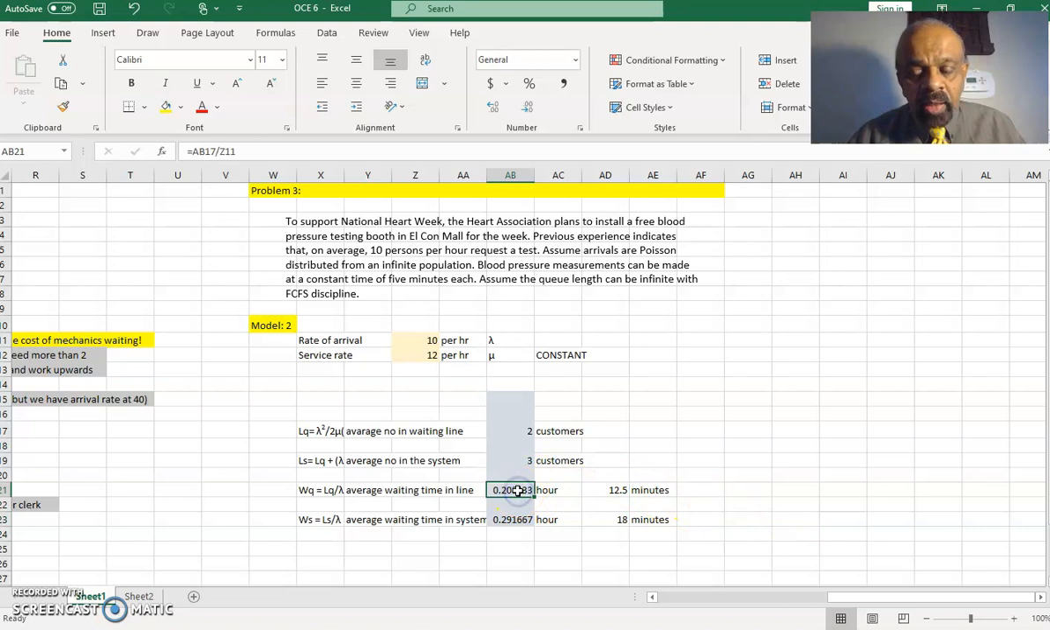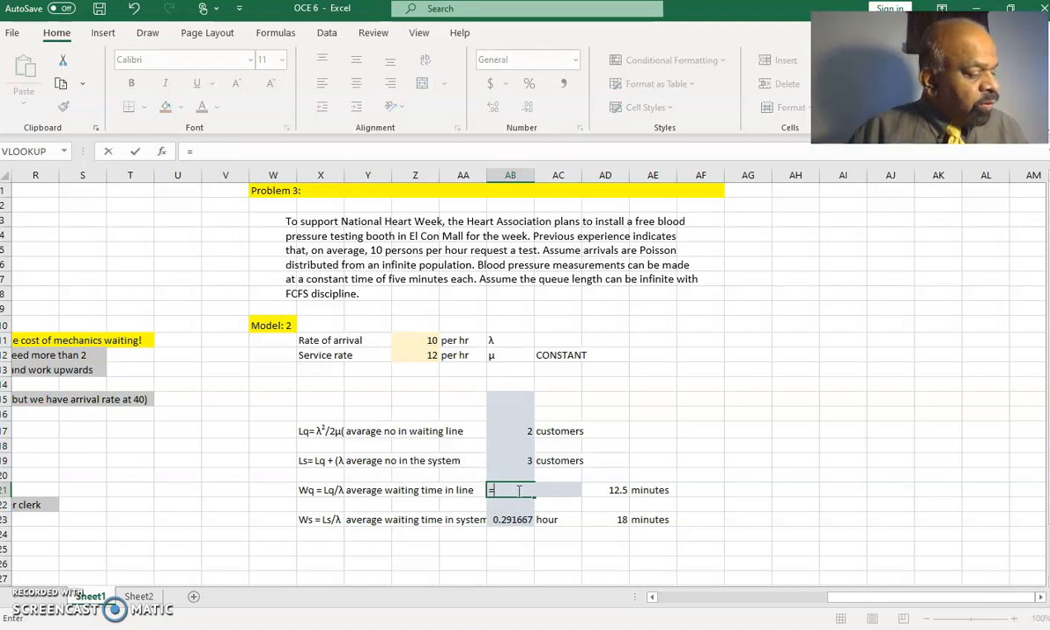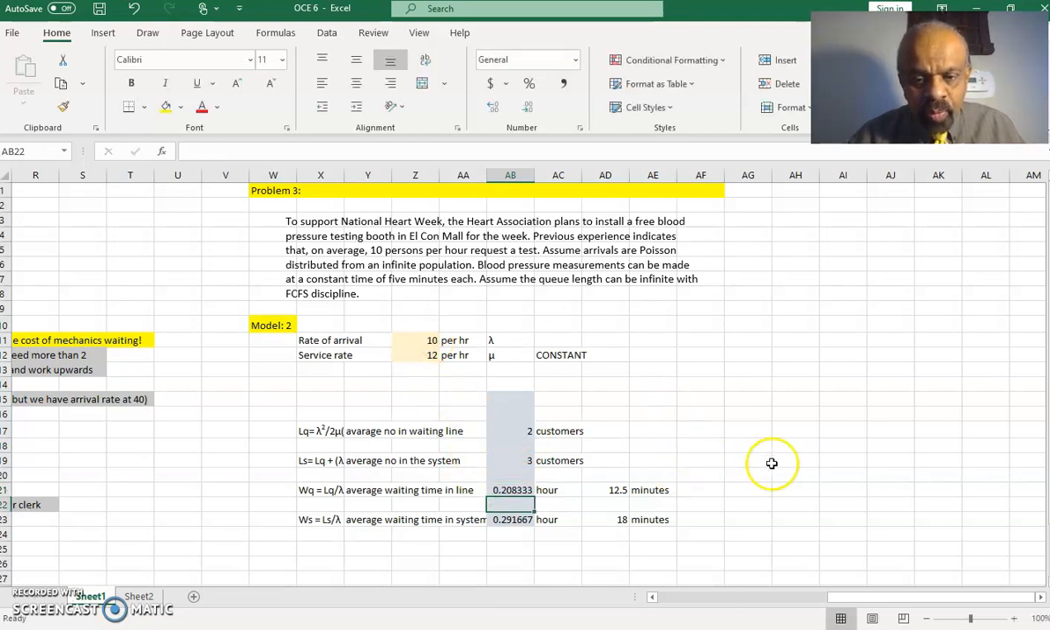WQ, on the other hand, for model 2, is LQ over lambda. LQ is 2 divided by lambda, which is 10, and that comes to 0.20833, and that comes to about 12.5 minutes. And how did I get 12.5? I simply multiplied it by 60 because there are 60 minutes per hour.